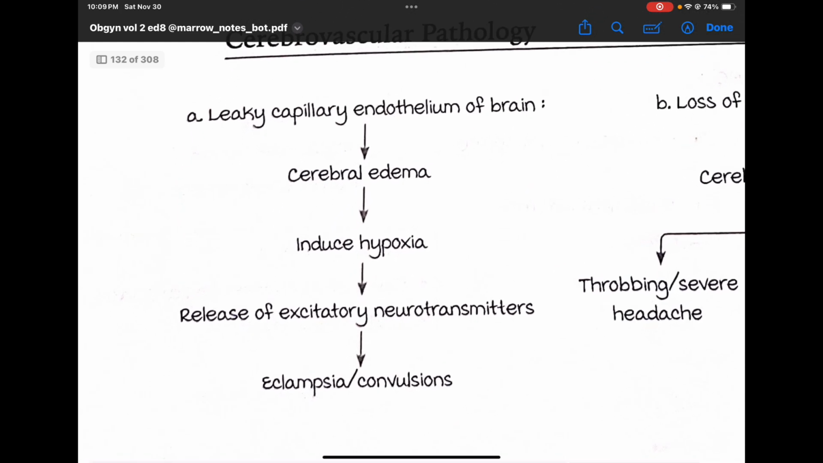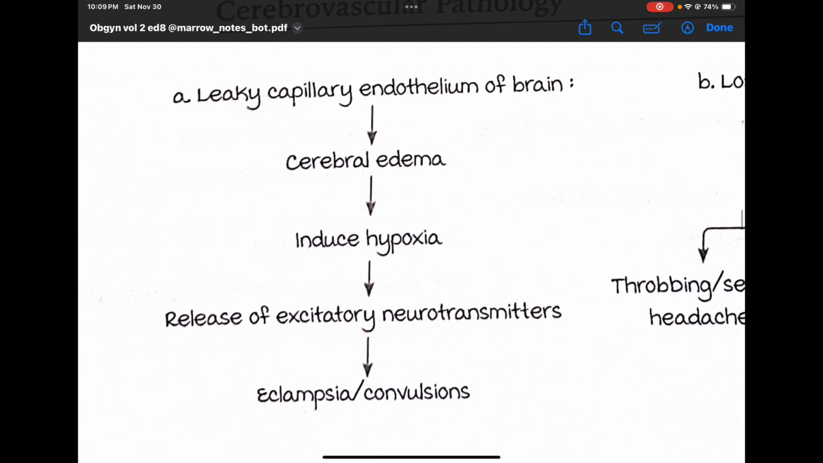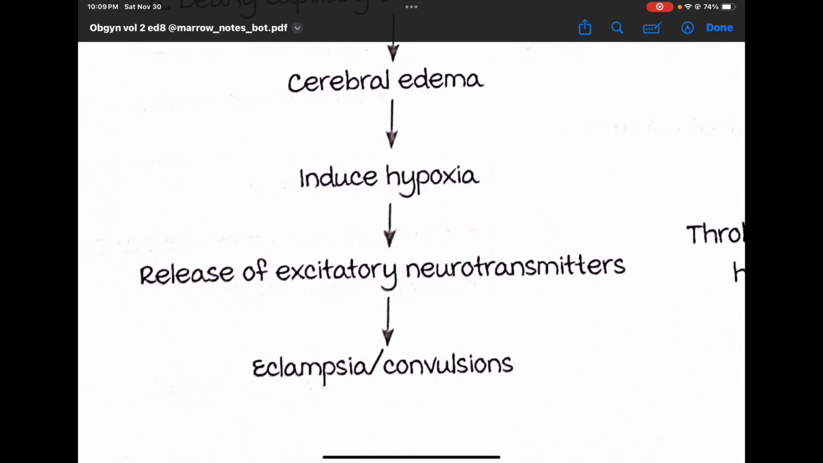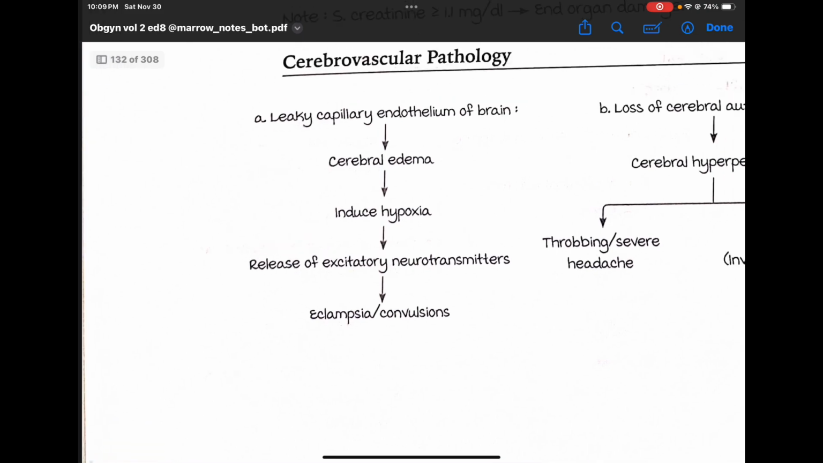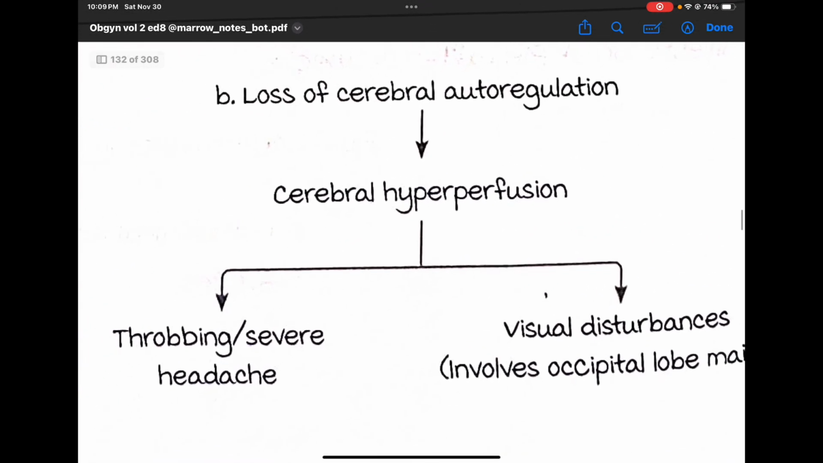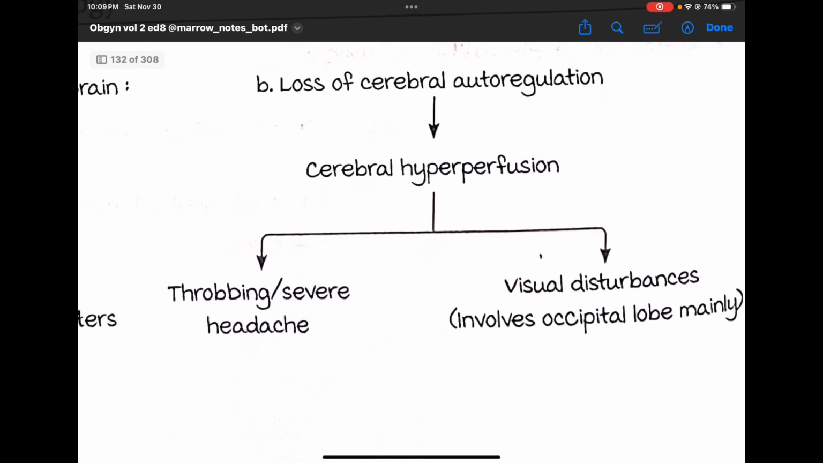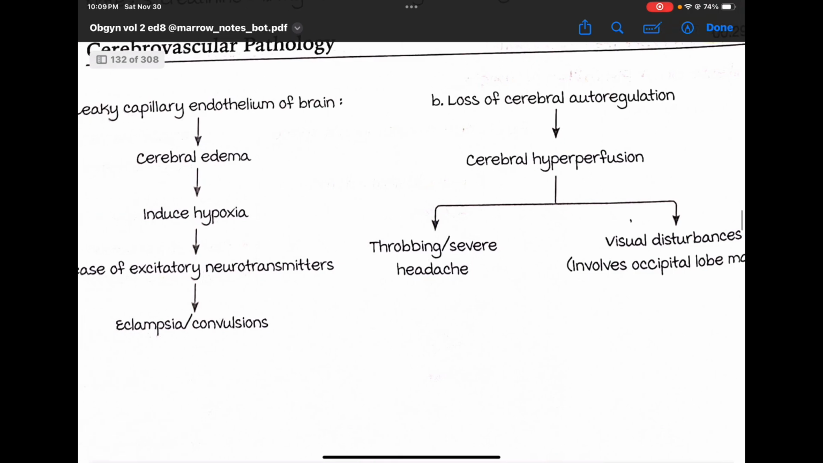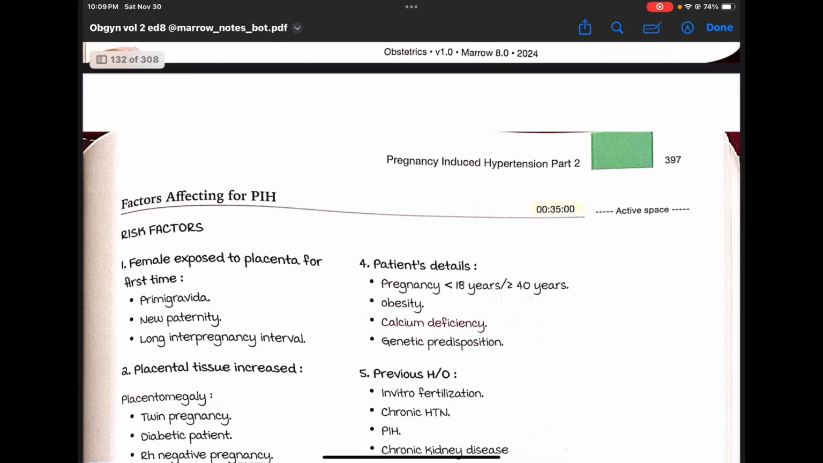Cerebrovascular pathology: leaky capillaries in the endothelium of the brain, cerebral edema, induced hypoxia, release of excitatory neurotransmitters, eclampsia, convulsions. Loss of cerebral autoregulation, cerebral hyperperfusion, throbbing severe headache, visual disturbances, involving mainly the occipital lobe.